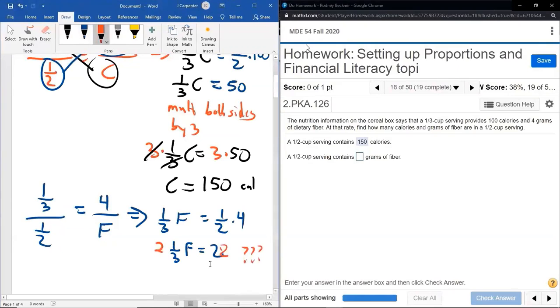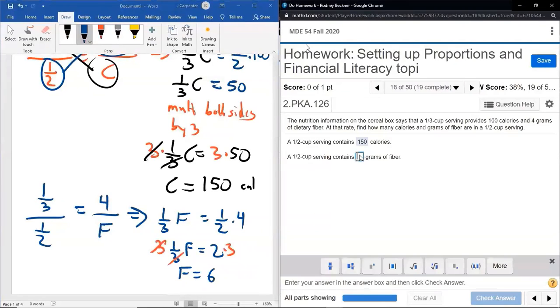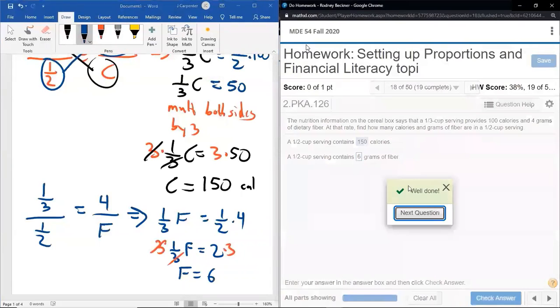Well, 2 and 3 don't reduce. This is a case of we got to be careful and pay attention. You know I love to do those. So that 3 is a denominator, is the denominator, so that's why we multiply both sides by 3. So those 3's will cancel, giving us our answer of F is equal to 6. Let's see if it's right. Remember, that would be 6 grams of fiber, and it is.